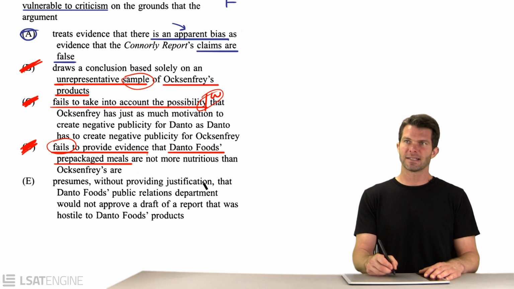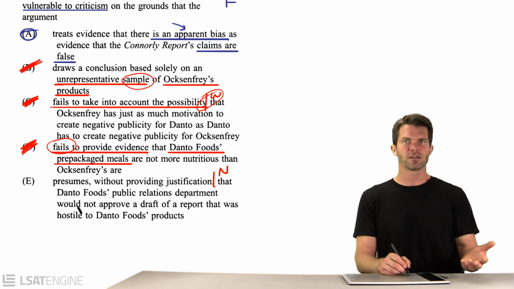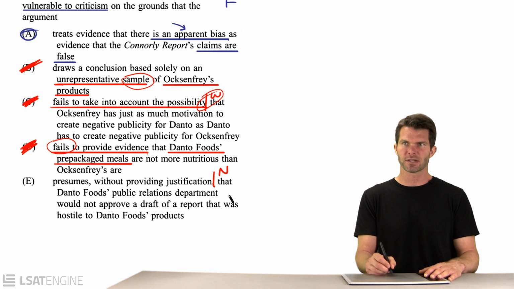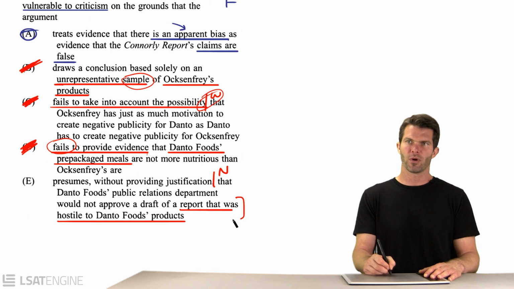And finally, this is a necessary lead-in. When they say "presumes without justification," whatever comes next has to be necessary. Danto's public relations department would not approve a draft report that was hostile to Danto foods. No, we're sort of assuming that Danto is going to make Oxenfree sound worse, or they're going to lead to bias towards Oxenfree. But we don't know what they would do if there was a negative review of Danto food products, right? This is out of scope. This report doesn't exist.